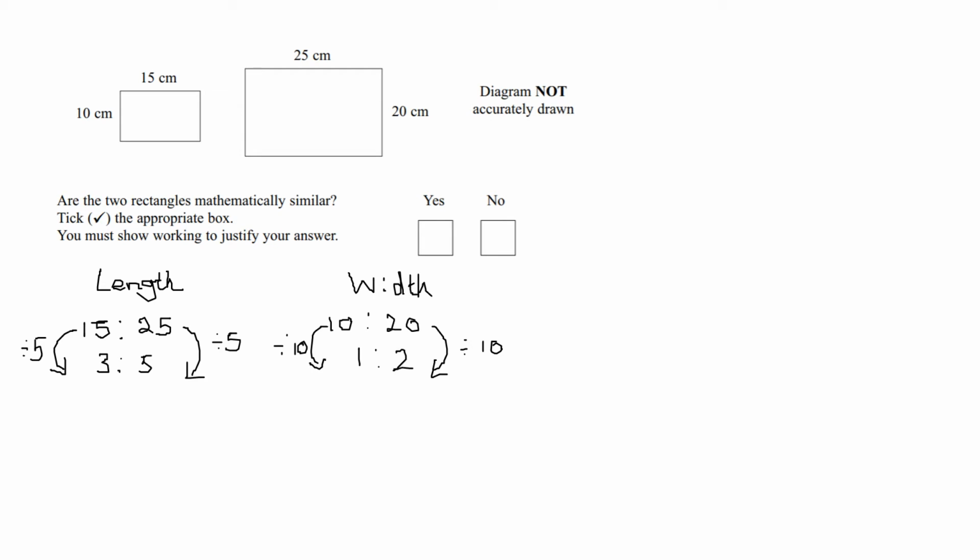And then if I scale up this ratio with the width, I can go from 1 to 3 on the left-hand side. So I'm going to multiply by 3 on both sides, and that will give me 3 to 6. So the ratio of the lengths is 3 to 5, and the ratio of the widths is 3 to 6. So we can tick the box that says no, because the rectangles can't be mathematically similar because the ratios of the corresponding side lengths are not equal.